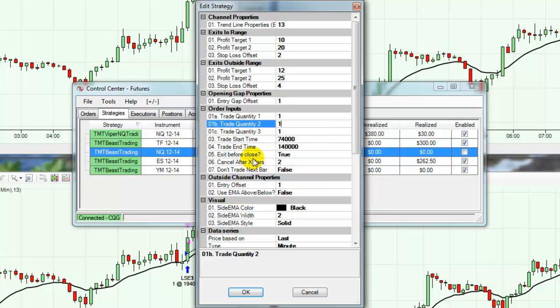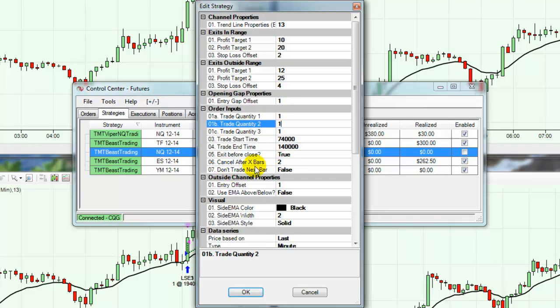Exit before close: when you set this to true, that means that if you have an open order, it will be closed out at 1400 hours. If you're trading stocks, you may want to change this number to, let's say, 1350, 10 minutes before the market closes. Since we're trading futures, the futures market closes quarter after 4 in New York time, so we can set this to 1400 hours Mountain Time. So that's what exit before close stands for.